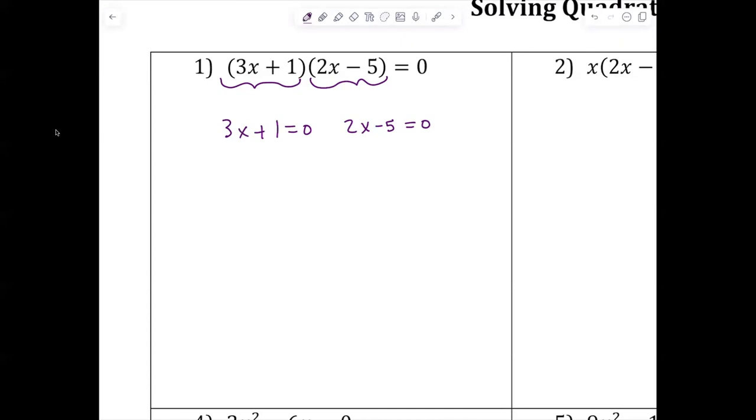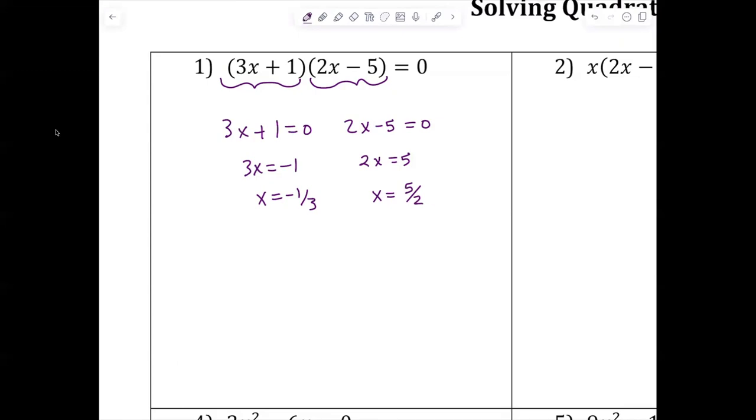When you solve this individual equation, 3x equals -1. So x equals what? -1/3. Or I add 5, 2x equals 5. x equals what? 5/2. Now, in the past, we've always only had what? One answer. Now we have another equation in which there are going to be two answers.